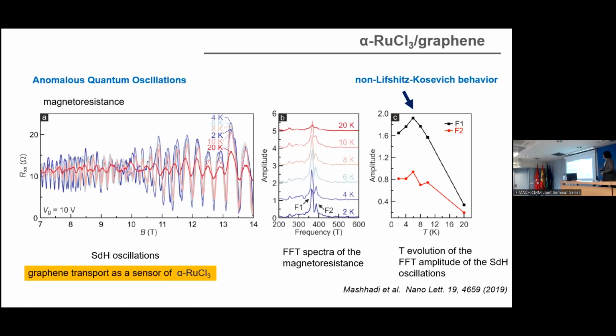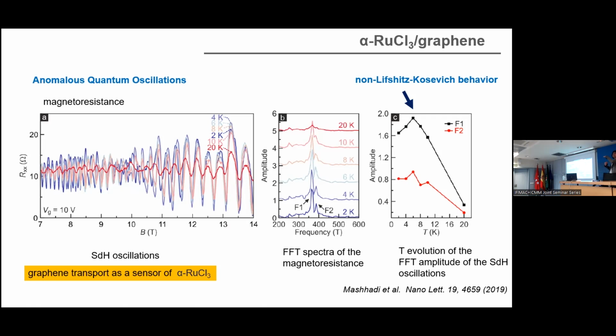What we see here is the effect of the charge transfer, the Shubnikov-de Haas oscillations and the formation of these closed pockets that come from the hybridization. But what is interesting is that if you look at the fast Fourier transform of these measurements as a function of temperature, it has a non-Lifshitz-Kosevich behavior. And the question is, where does that come from? We may have some information about the interaction between these two systems.